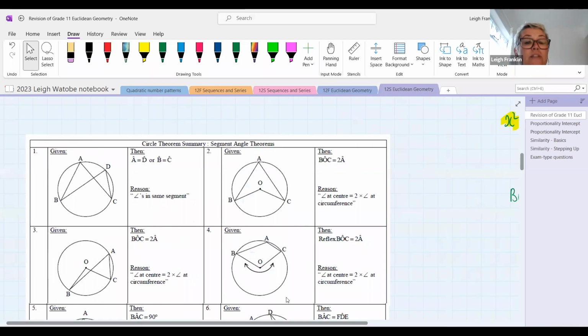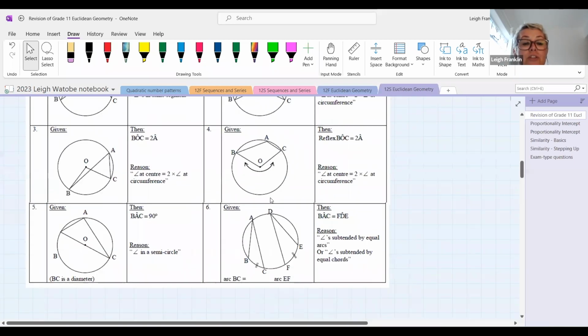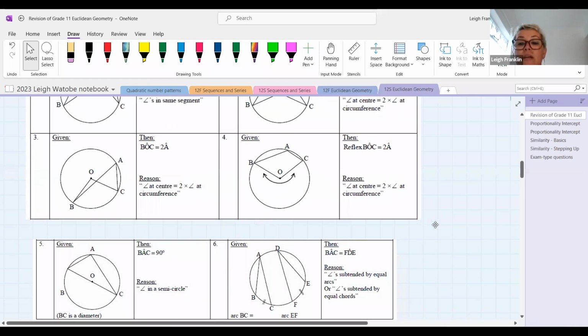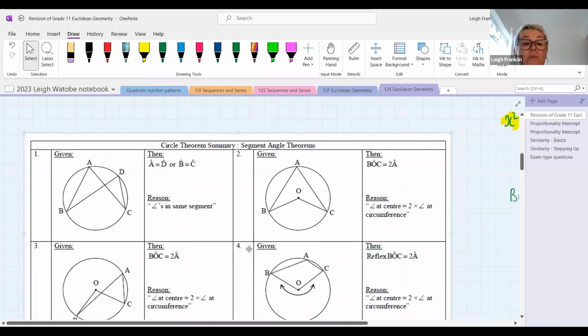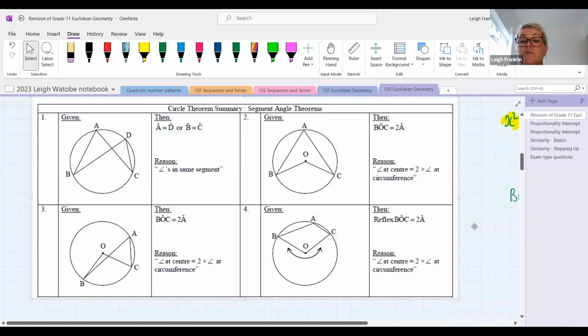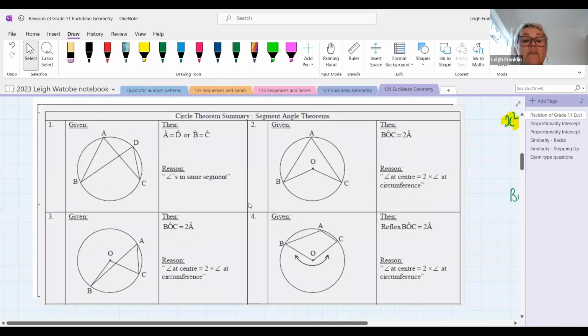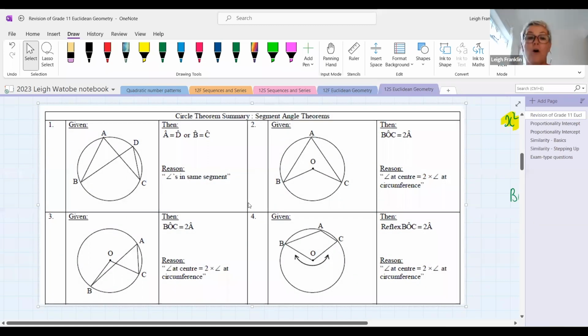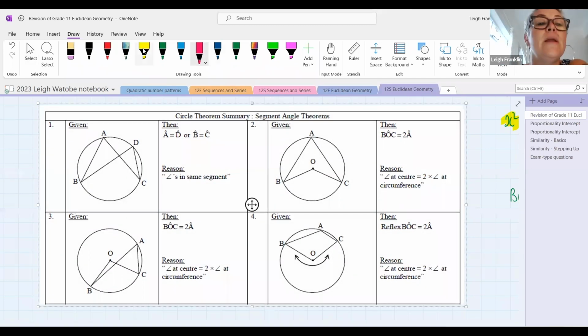Let's go back to the next bit of information. Let's make this a little bit bigger as well. Again, I want you to take screenshots here wherever possible. The next thing we are going to talk about is formally called the segment angle theorems. But what this really means is that these are the angles on the inside of circles.